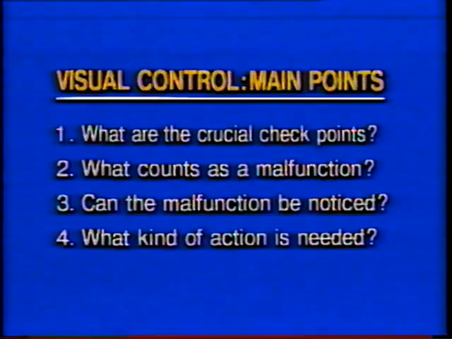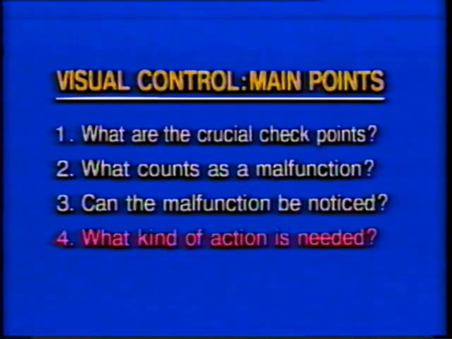Let's look at the main points about visual control. Here are the main points about recognizing malfunctions. 1. What are the most important points to be checked? 2. What counts as a malfunction? There must be a clear standard. 3. Can the malfunction be noticed? What kind of checking equipment is used? Can everything be seen and checked easily?